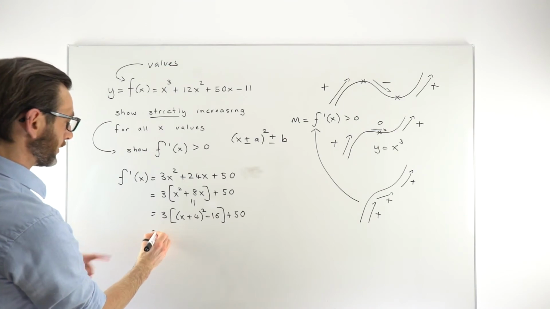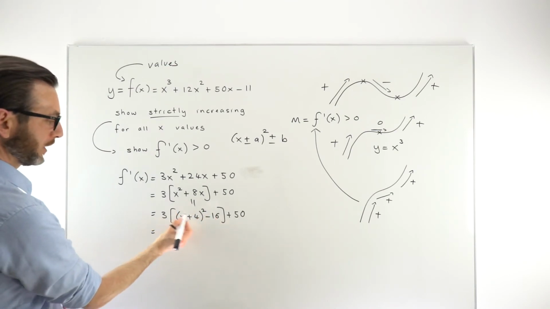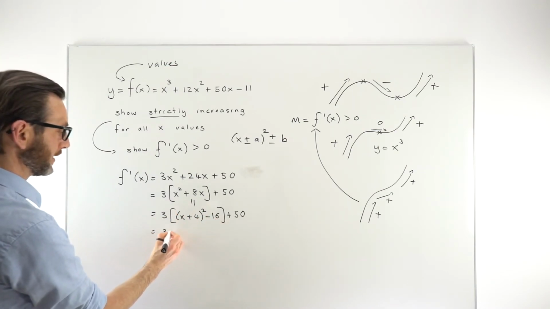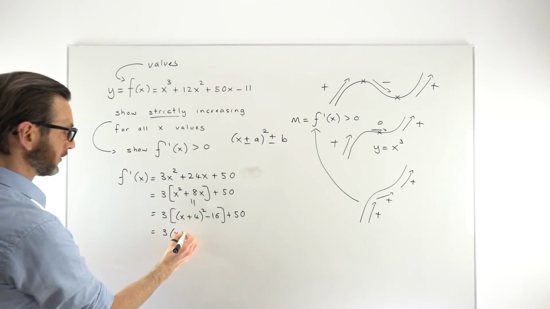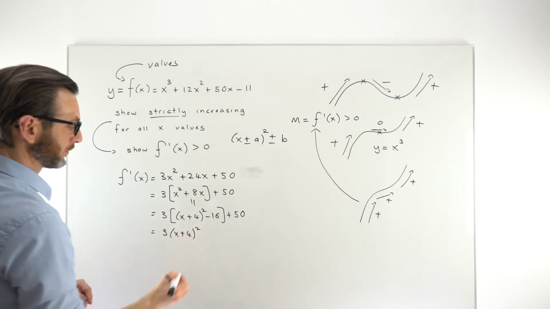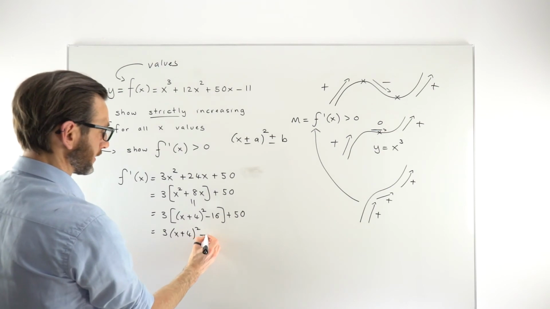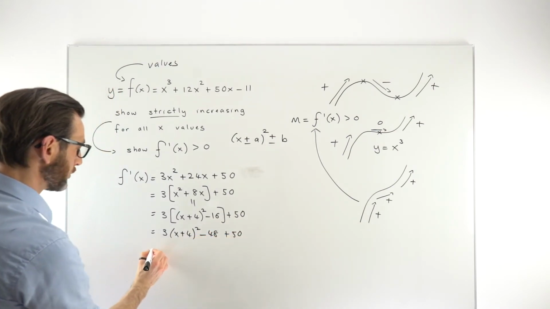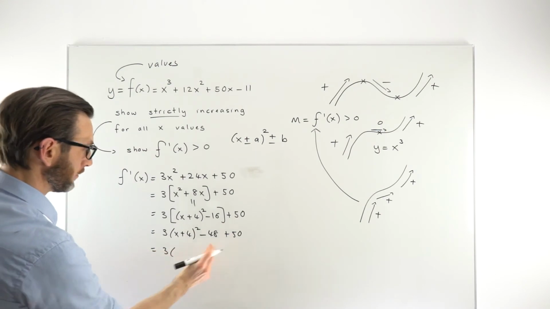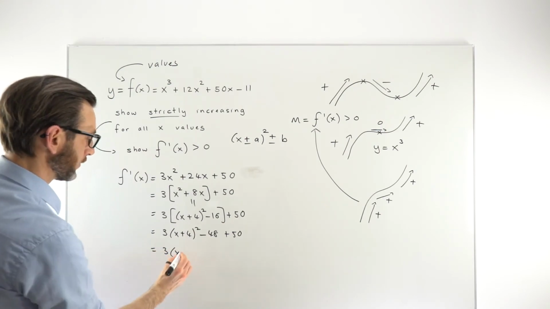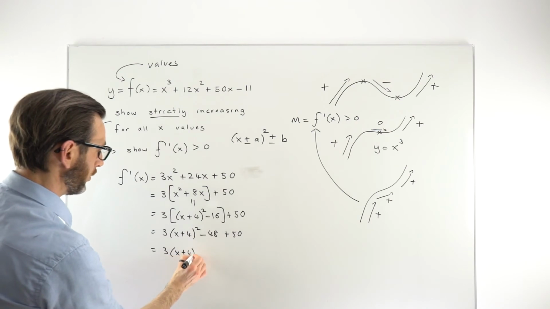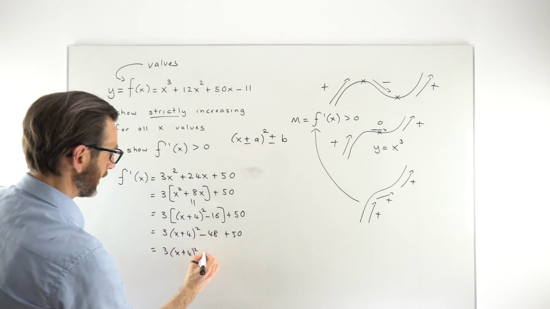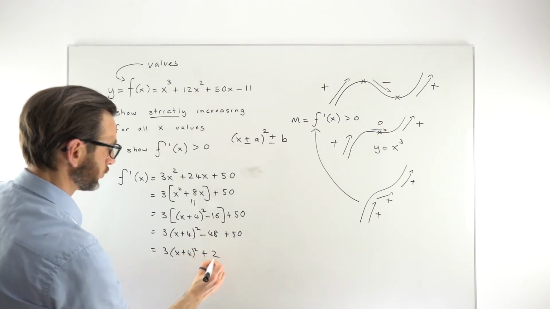So what we're going to do now is multiply out the square bracket. So multiply the 3 to the round bracket and you just get 3. You can't multiply that into the round bracket, so we're just going to park it in front like that. 3 times minus 16 is minus 48, and we've still got the plus 50 on the end. Just taking that one step further, just to combine these end two numbers. So 3 bracket x plus 4 all squared, minus 48 plus 50 is plus 2.